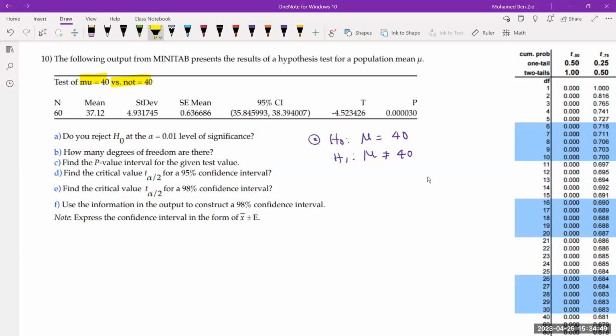Now, n equals 60. The mean equals 37.12, which means x bar is 37.12. Standard deviation is going to be 4.931745. That's the S or sigma. I don't think I have the sigma, so this is the S. It can be 4.931745.